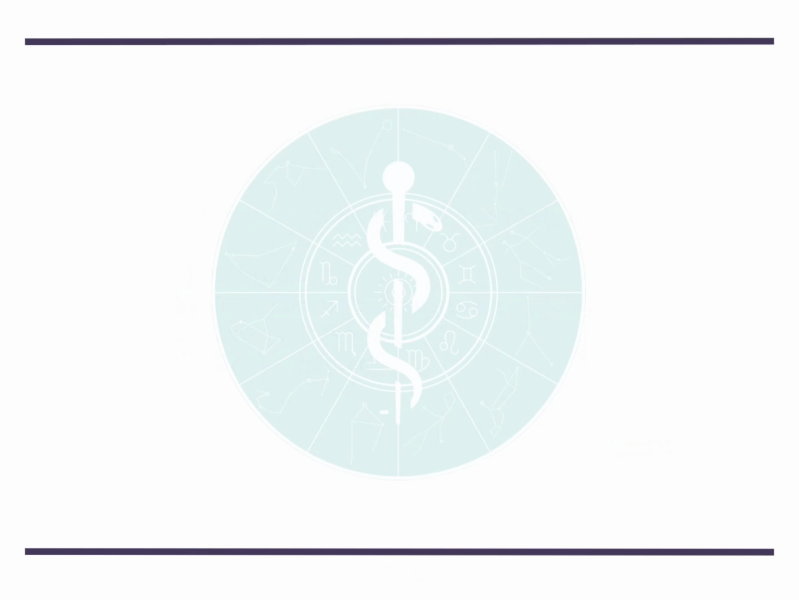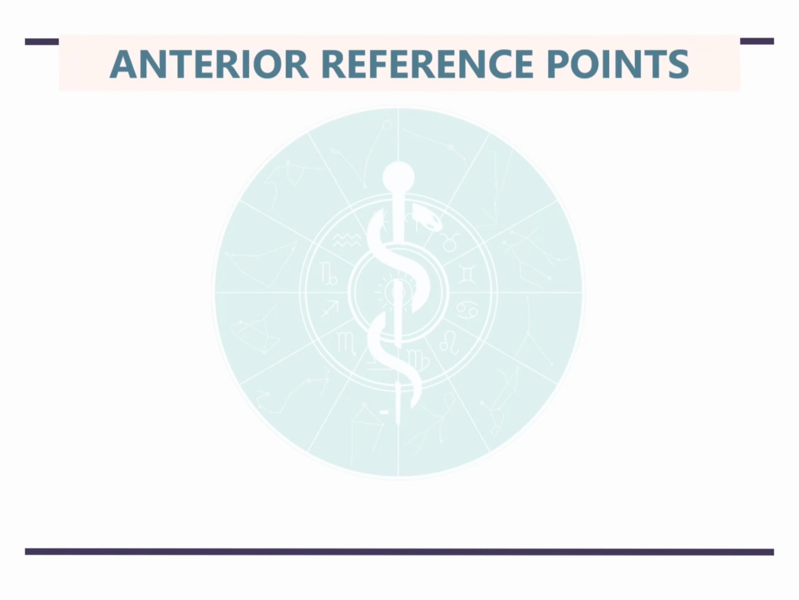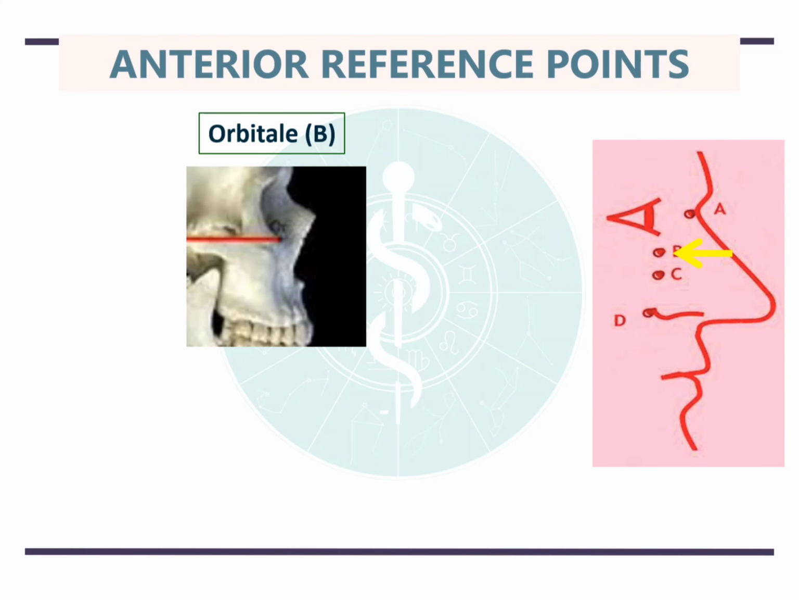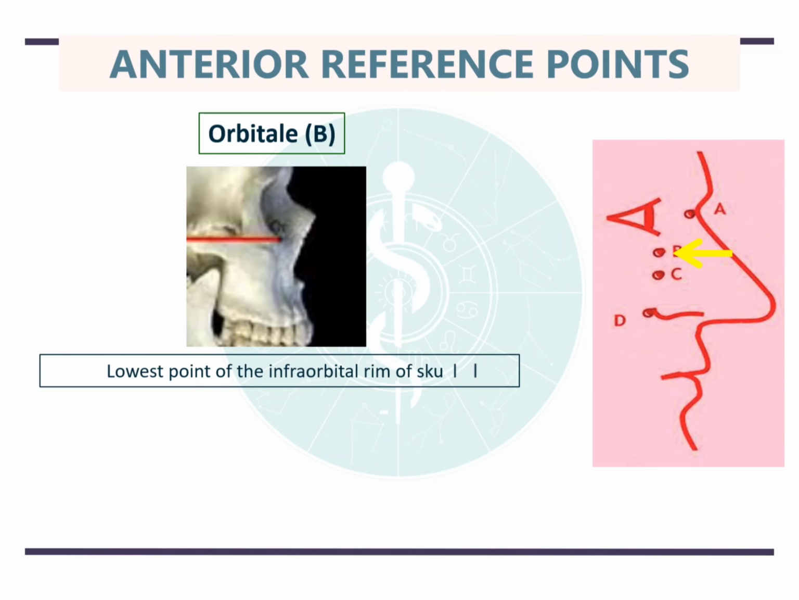Now let's move on to the various anterior reference points. The first point that we will be talking about is orbitale. Orbitale is actually a bony point located at the lowest point of the infraorbital rim of the skull, which can be palpated on the patient through the overlying tissues and the skin. One orbitale and two posterior points that determine the horizontal plane of rotation will define the axis orbital plane.